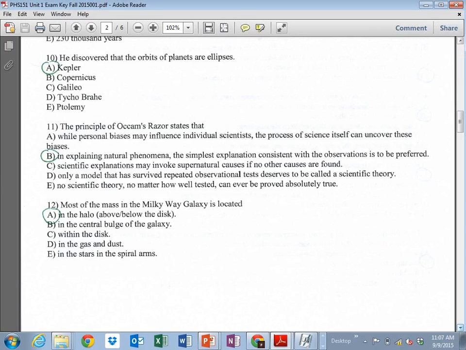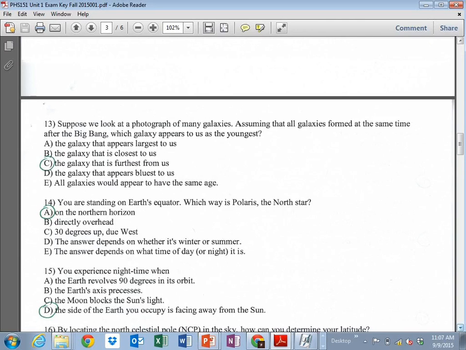Question 12, most of the mass of the Milky Way galaxy is located A, in the halo region. We'll be coming back to that later on in the course. Question 13, if we look at a photograph of many galaxies, assuming that they all formed at the same time, which one appears to be the youngest? The best answer there is C, it's the one that's farthest away, because it took that long for the light to get to us. It will look the youngest.